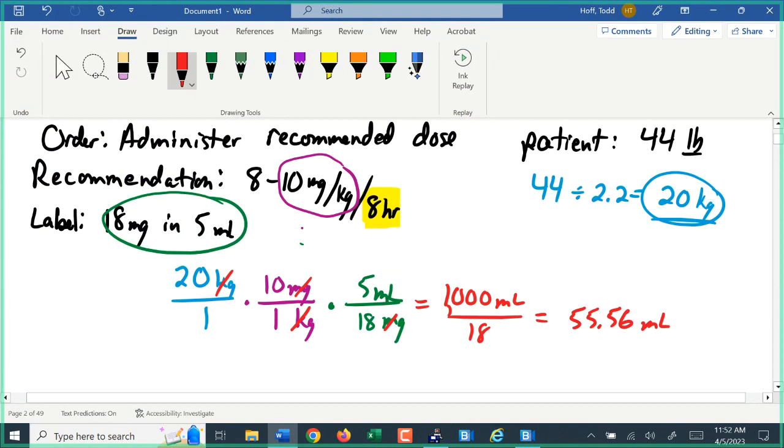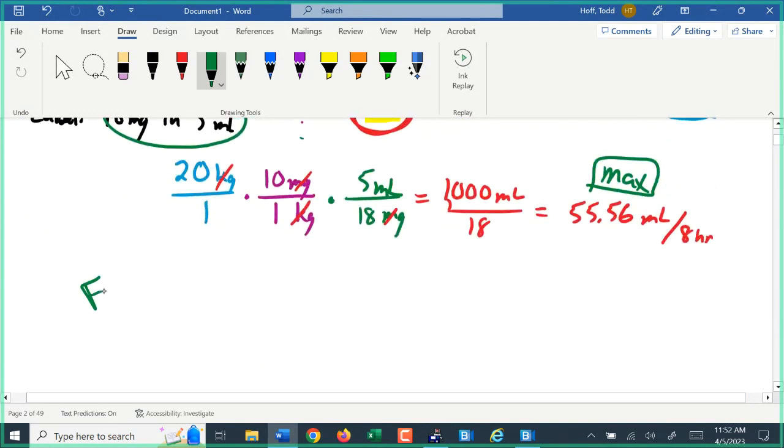Now here, again, we have to remember that one thing that we ignored in the beginning, that is the time frame. That is every 8 hours. So this is per 8 hours. And once again, we have to remember that this is the maximum dosage. To find the minimum, we once again will resort to that titration. So we start with the 55.56 milliliters.